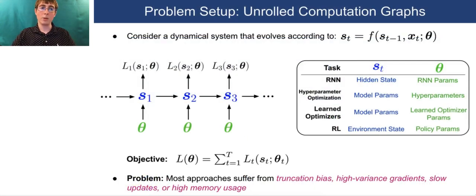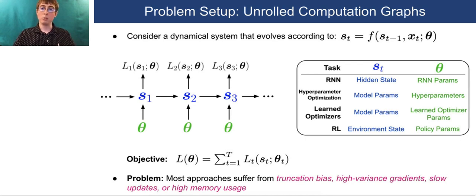So for the problem setup, consider a dynamical system with a state s_t at time t, whose evolution is governed by some parameters theta. On the left, we see an example of an unrolled computation graph for such a dynamical system, where at every time step t, we have a loss, L_t, that depends on the state at that time step, s_t. We define the overall objective to be the sum of these per time step losses.